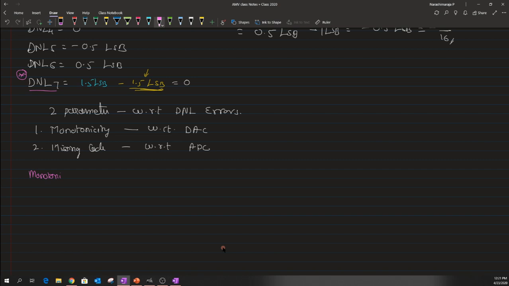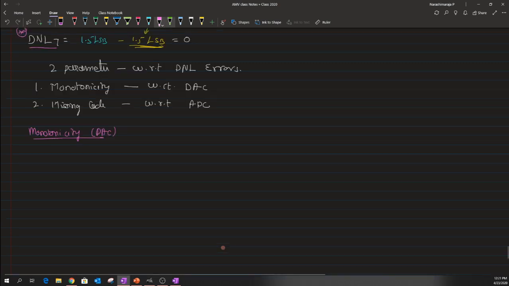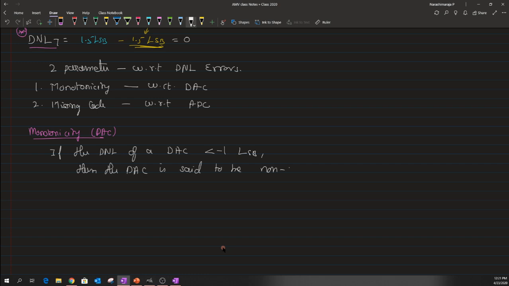Since it's related to DAC, I'm just putting a DAC across it. Now, monotonicity is something like this: if the DNL of a DAC is less than minus 1 LSB, then the DAC is said to be non-monotonic.